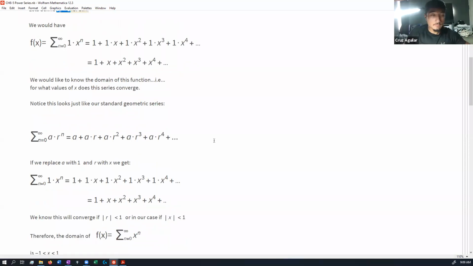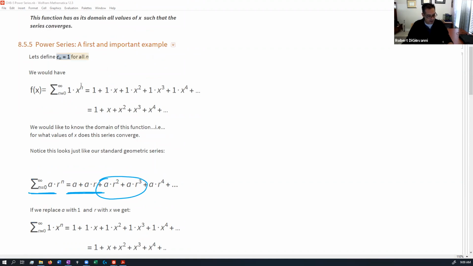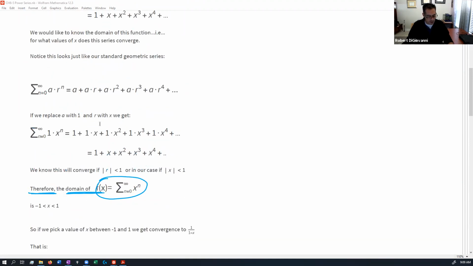Okay, so therefore, the domain of this function, now that function is the one up here, that's this one right here, with C sub n being 1. The domain of that is all the values of x that are between -1 and 1.